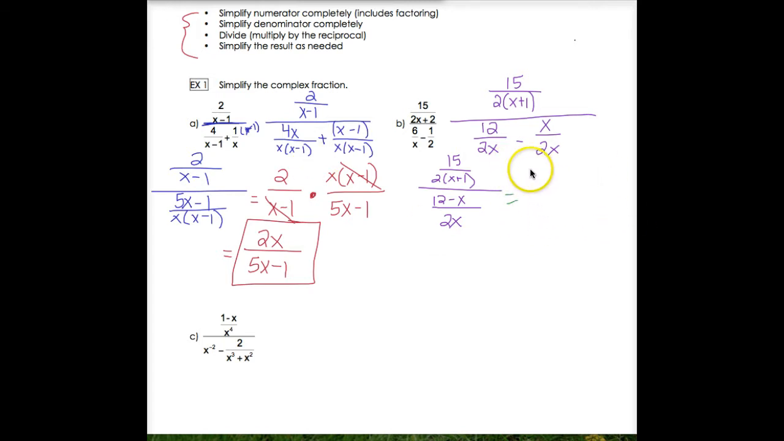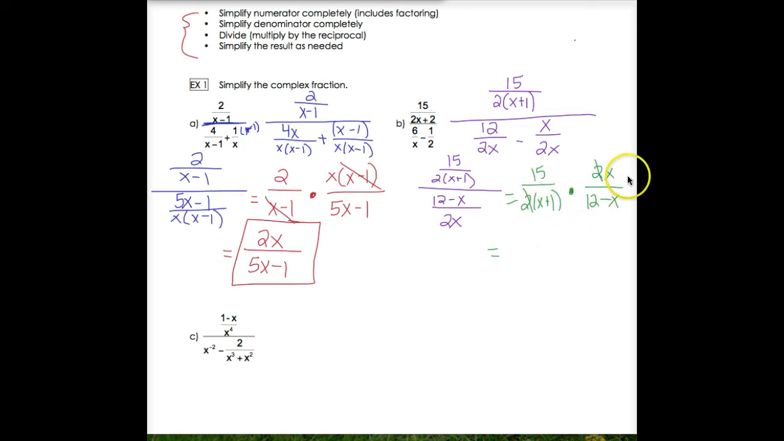So now I'm going to do 15 over 2 times x plus 1. And remember, I'm dividing, which means I'm multiplying by the reciprocal. Instead of the 12 minus x being on top, it's on the bottom. And the 2x that was on the bottom is now on the top. So now I can go ahead and cross-reduce anything. So these 2's can go away. And that is it. Nothing else can cross-cancel.